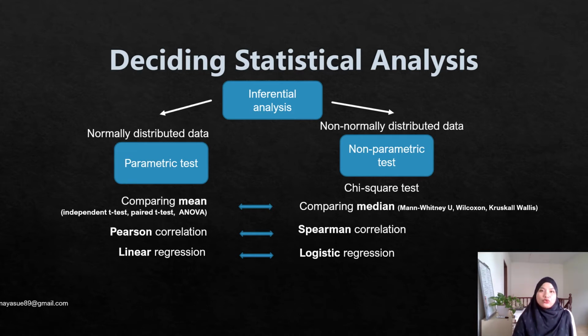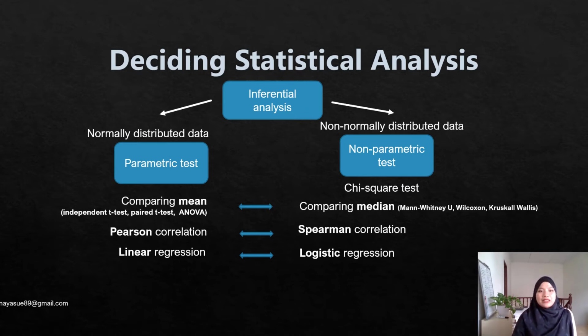Secondly, we would like to correlate. We would like to correlate between two continuous variables, either using a parametric test or a non-parametric test. The parametric test we call Pearson. The non-parametric test we call Spearman.